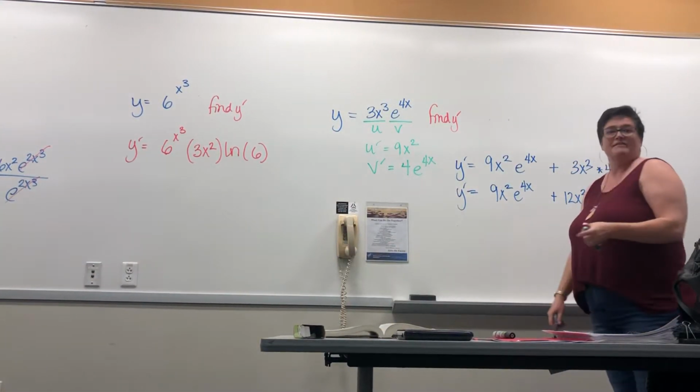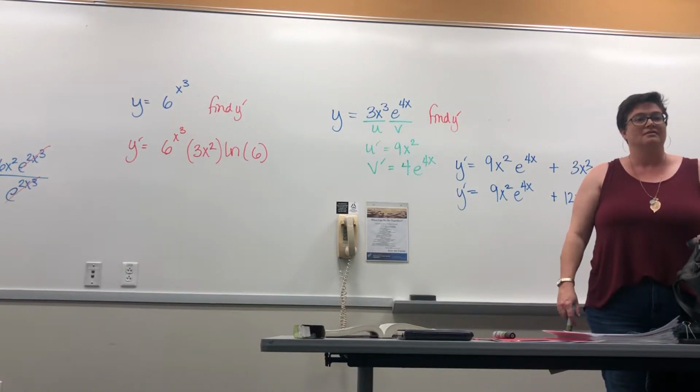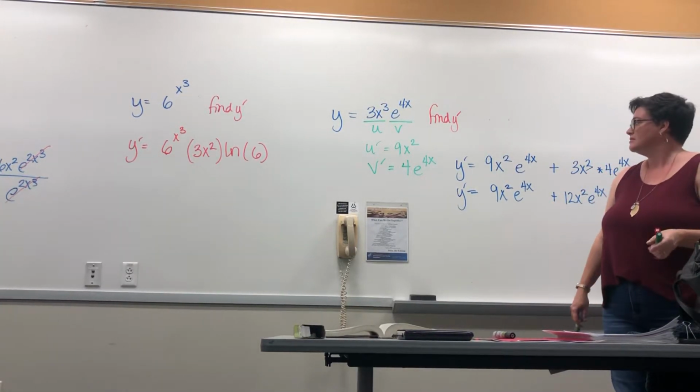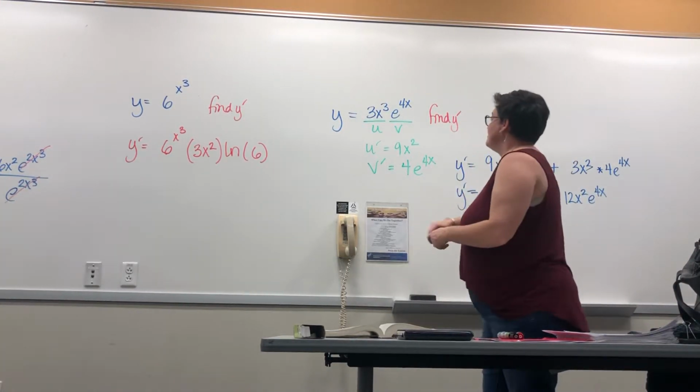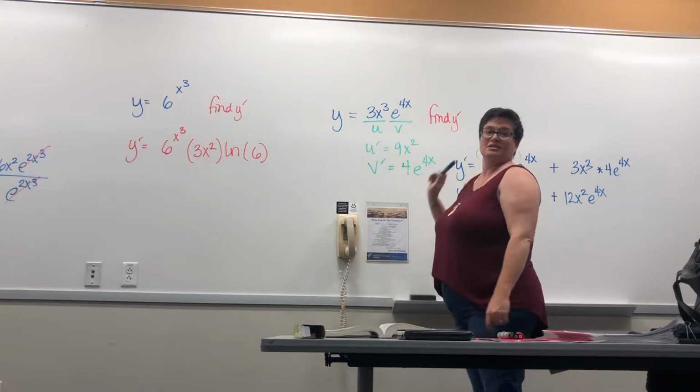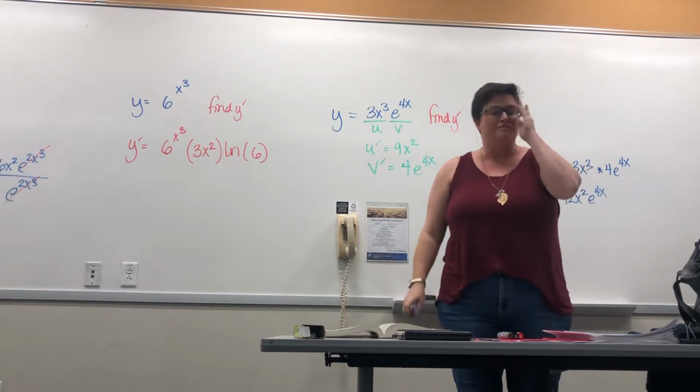I have a question. Why does 4e to the 4x stay? Why does 4x stay like that? Okay, so if v is some e to a function, what does your tattoo say about those kinds of derivatives?